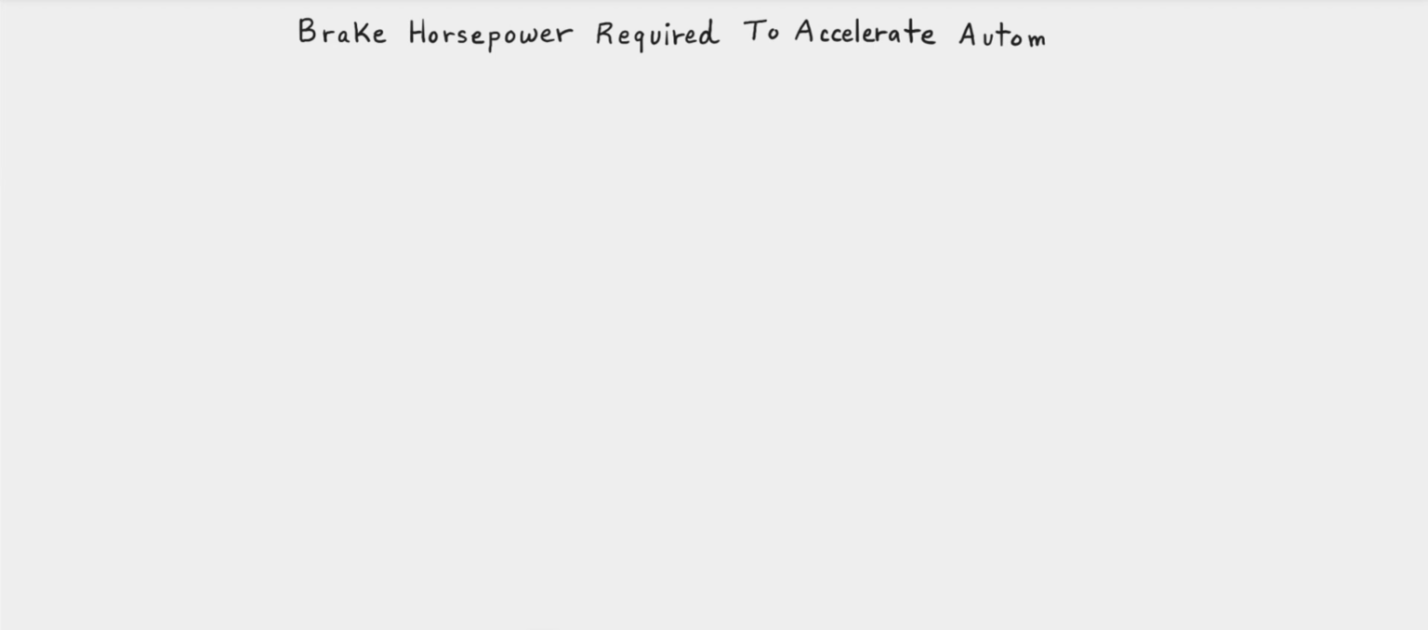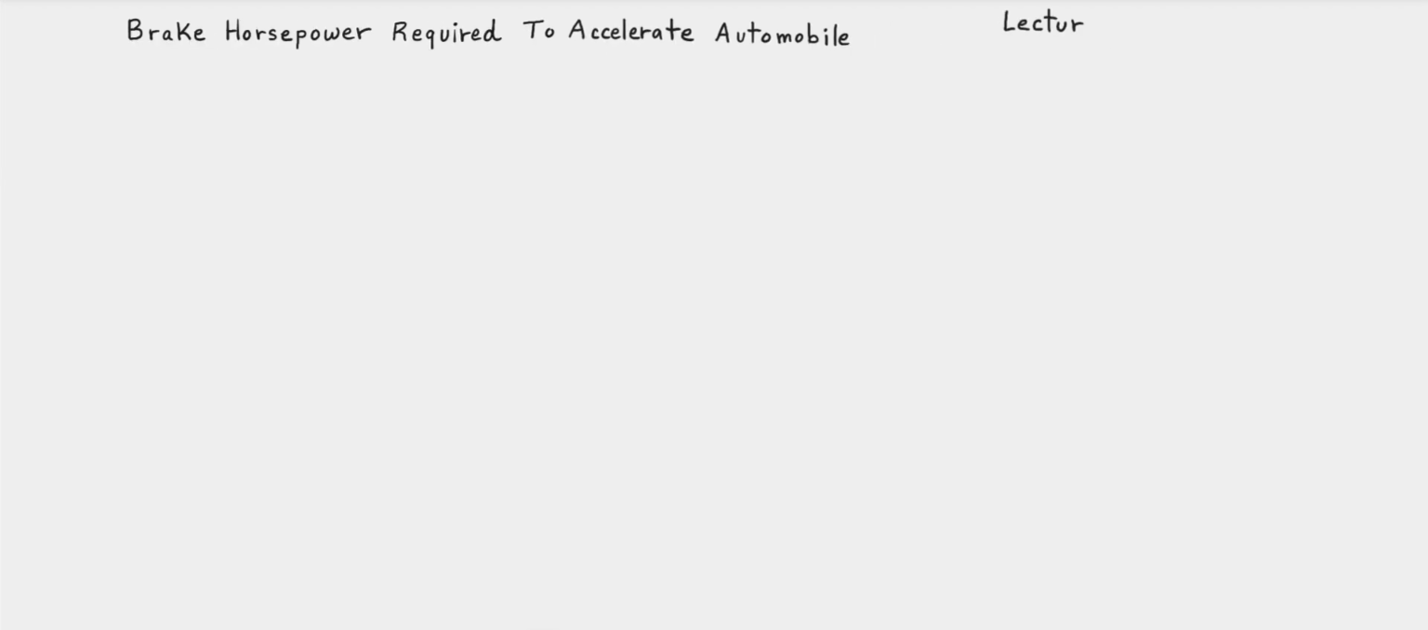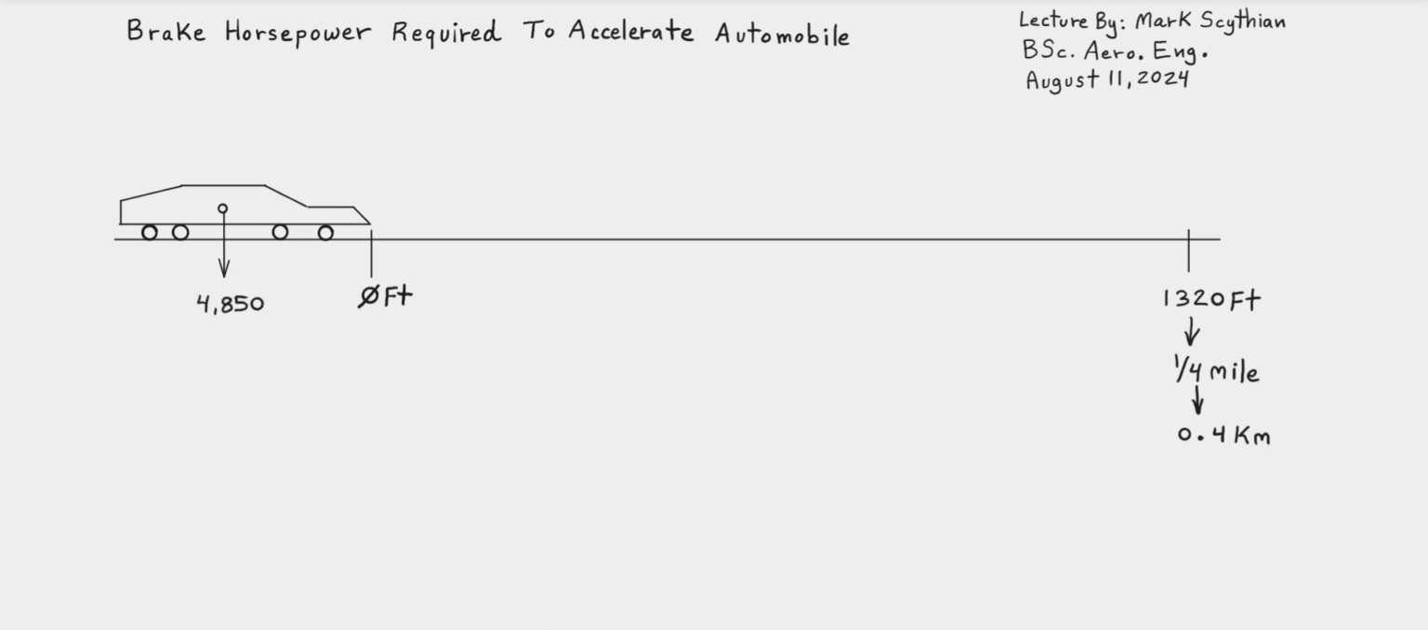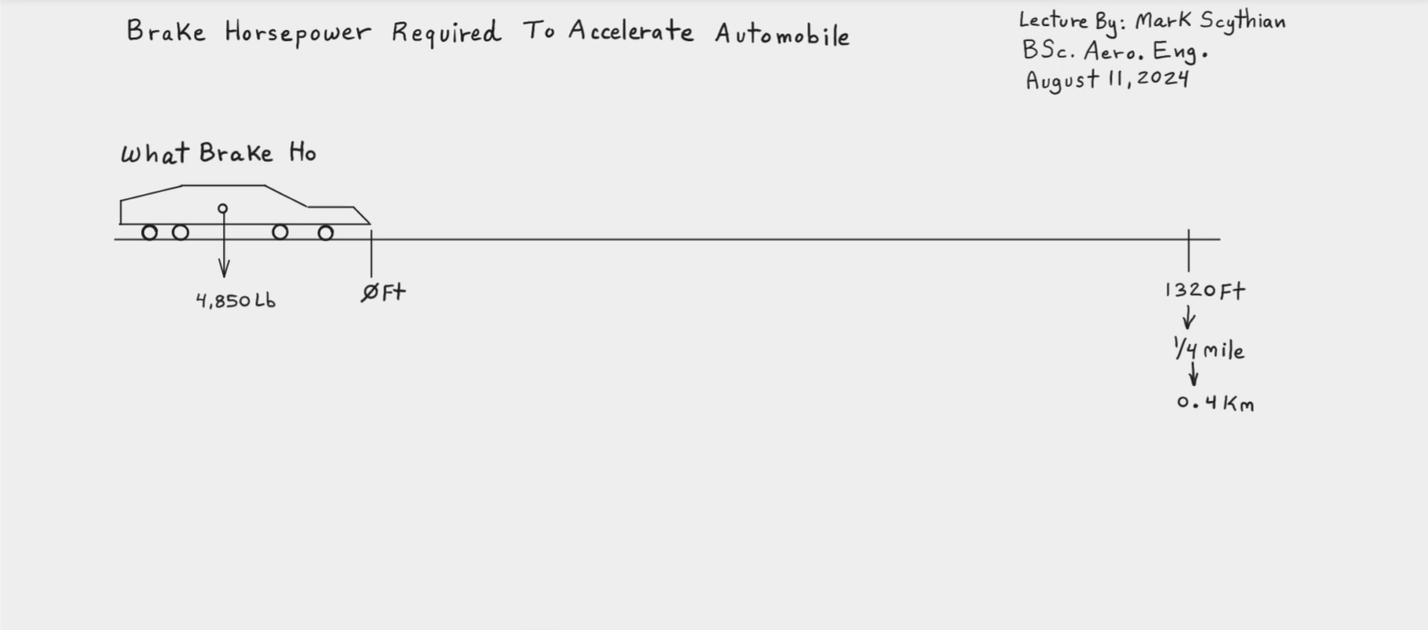2024. So this video is going to focus on brake horsepower required to accelerate an automobile. This particular scenario is going to be an automobile accelerating from rest to 1320 feet or a quarter mile or 0.4 kilometers, for which the automobile has a curb weight of 4,850 pounds and the acceleration time goal is 11 seconds.